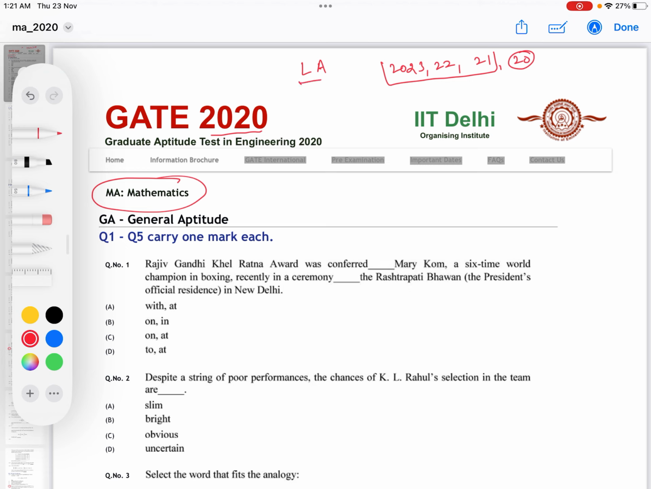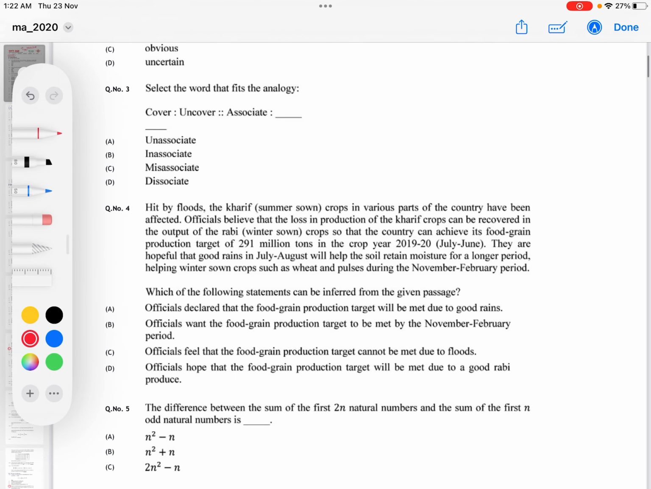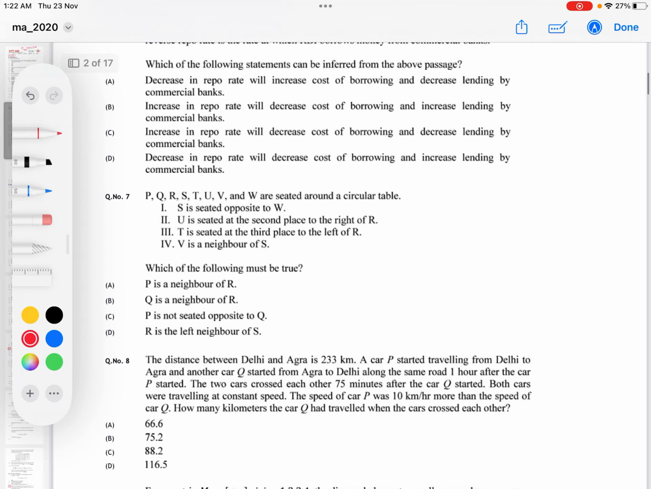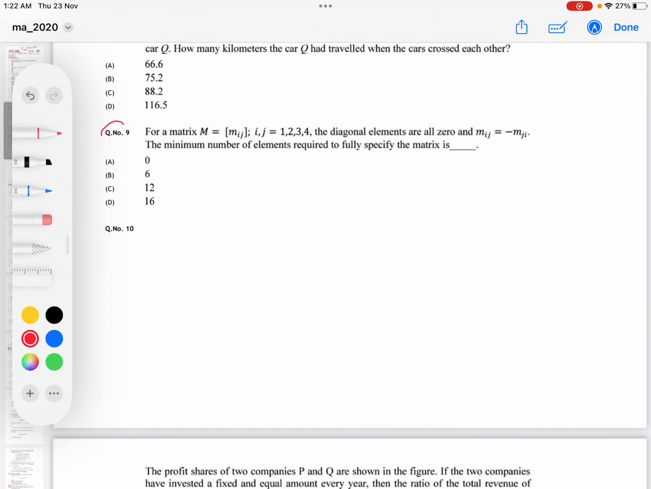And also, we are solving questions according to whatever the syllabus of data science and AI has. Okay, let's jump on to the question. So the first question is question number 9. Okay, so this is the question.